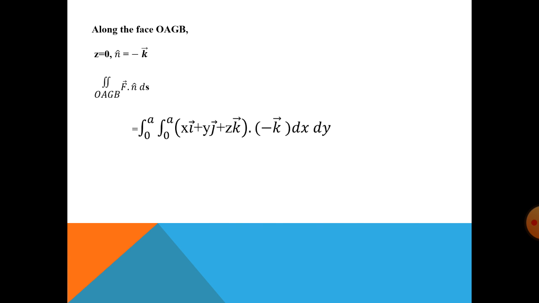Along the face OAGB, z is equal to 0, n cap is minus k vector. Substitute f vector and n cap values. ds is dx dy and solve the dot product. After substituting z value as 0, by integrating it, we get 0.